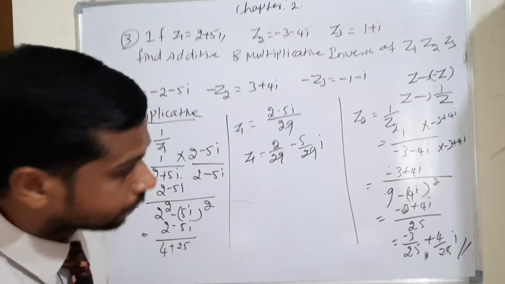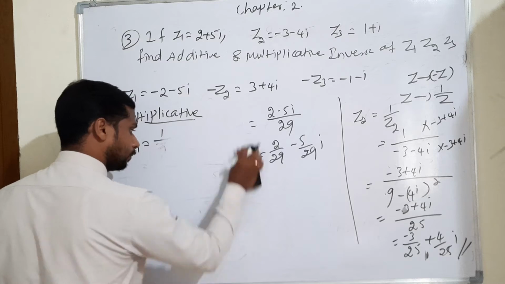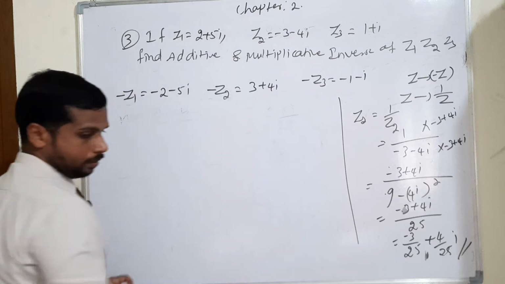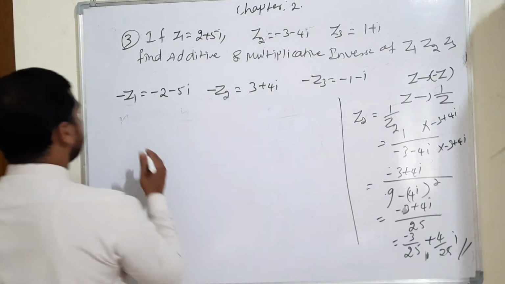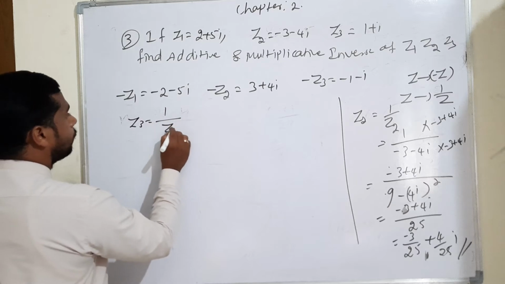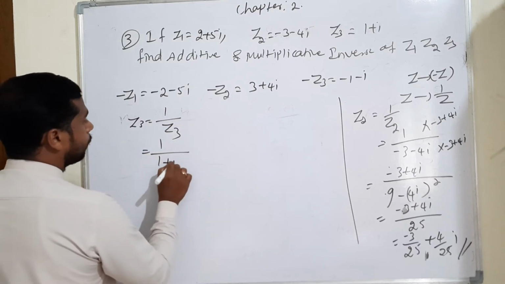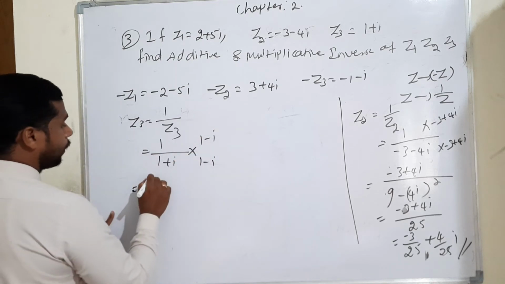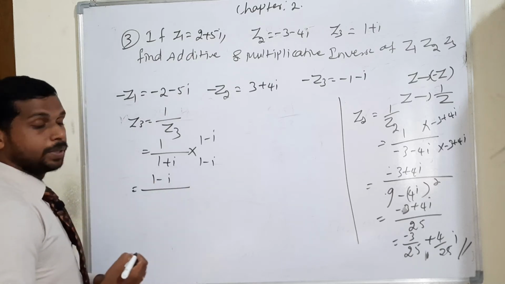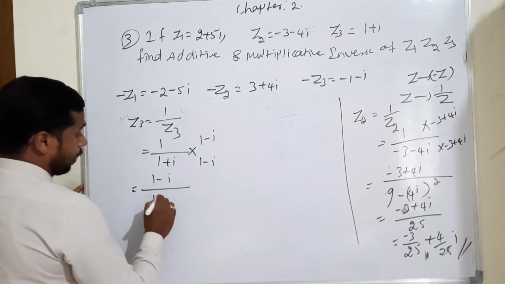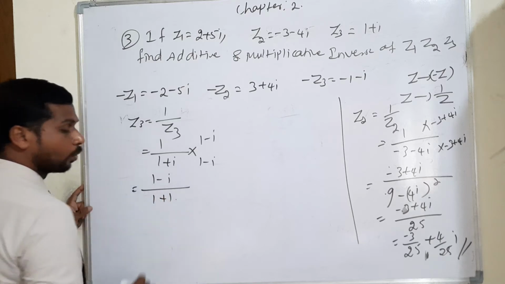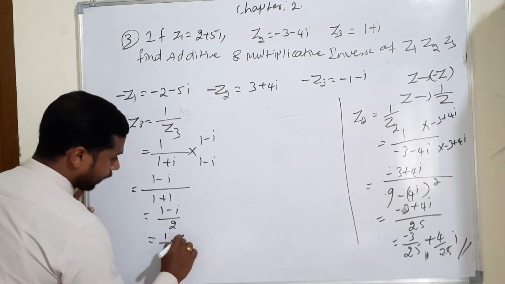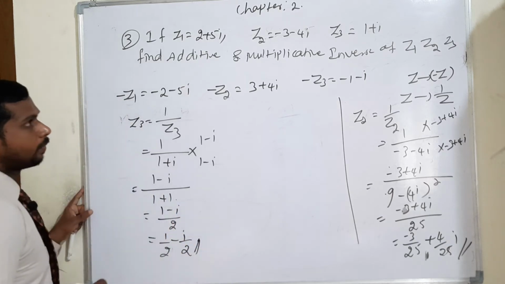Moving to the third one. Z3 multiplicative inverse means 1 by Z3, so 1 by Z3 means 1 by 1 plus i. Multiply each term by 1 minus i. So the numerator, 1 into 1 minus i, means 1 minus i. Again a plus b into a minus b, a square minus b square. So 1 minus i square means minus 1, therefore we can write 1 plus 1. Therefore 1 minus i divided by 2, and the answer is 1 by 2 minus i by 2. This is the multiplicative inverse of the third term.